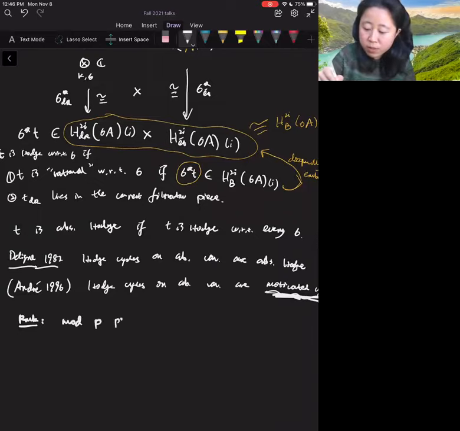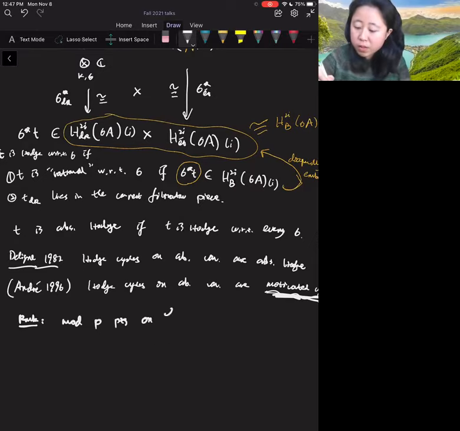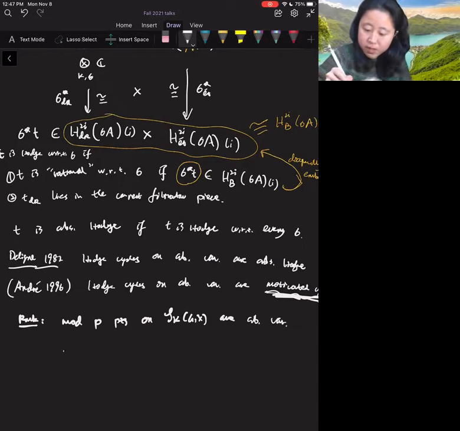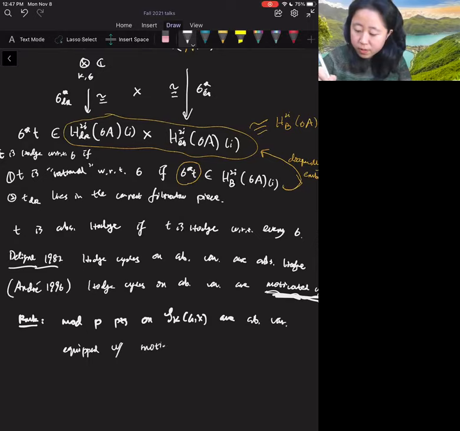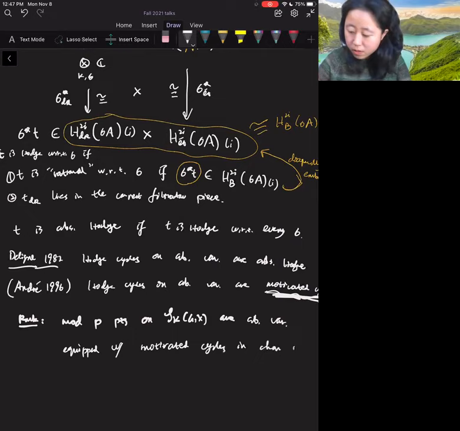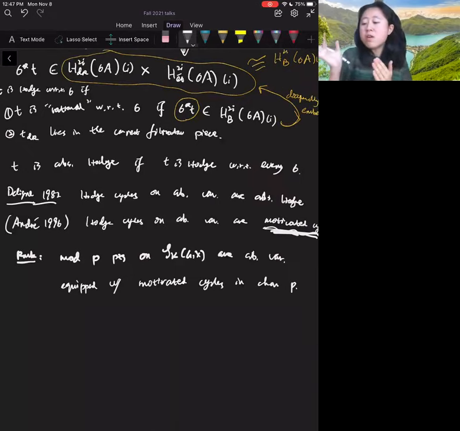So let me say that mod p points on your integral model of Hodge type are basically abelian varieties in characteristic p equipped with motivated cycles in characteristic p. These are basically reductions mod p of Hodge cycles. And actually, Yves André showed that if you start with a motivated cycle in characteristic 0 on a CM abelian variety, and you specialize to characteristic p, you still get a motivated cycle.